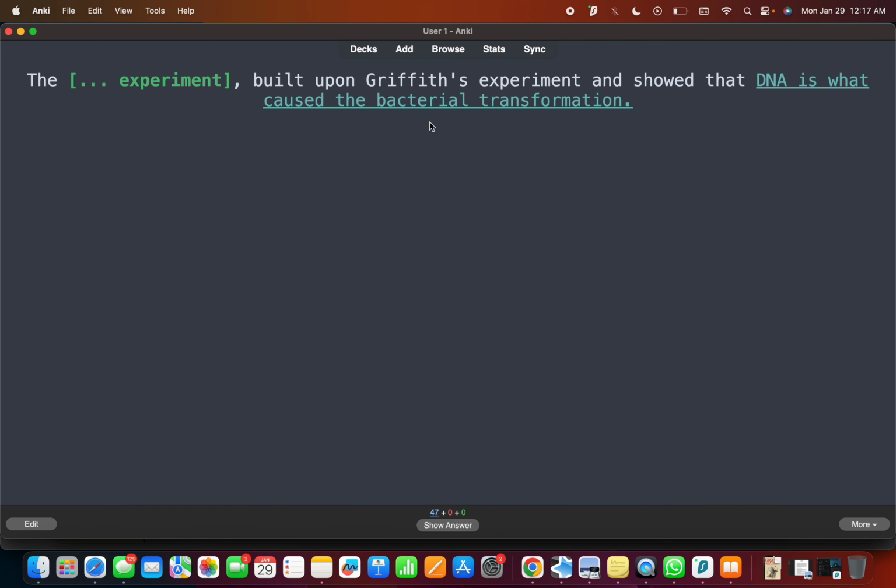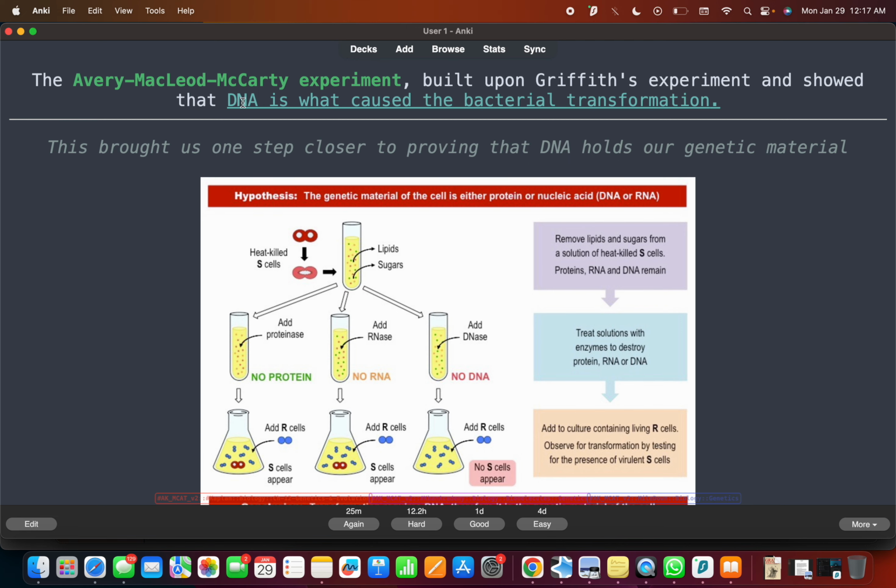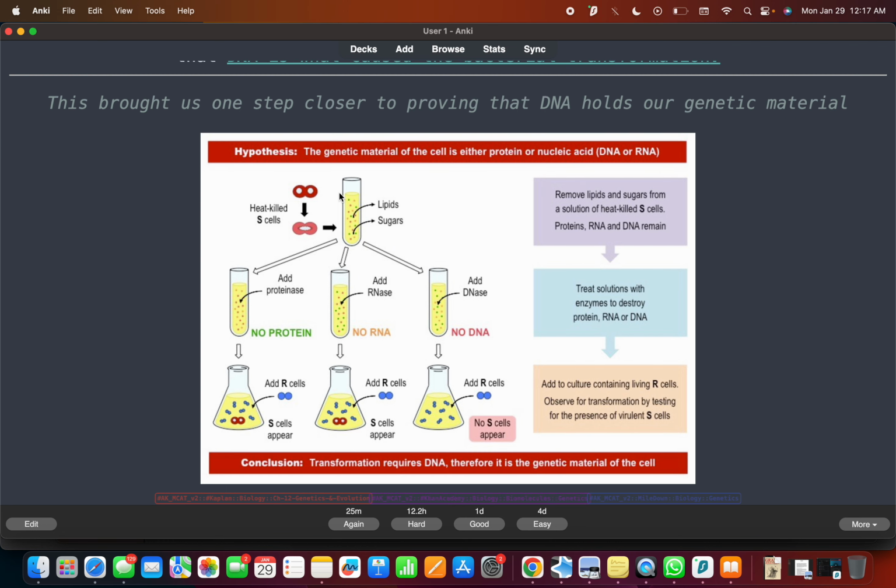What experiment built upon Griffith's experiment and showed that DNA is what caused the bacterial transformation? I think this should be the next one, which is the Avery-MacLeod-McCarty experiment. This brought us one step closer to proving that DNA holds our genetic material. So they discovered that it is the DNA.